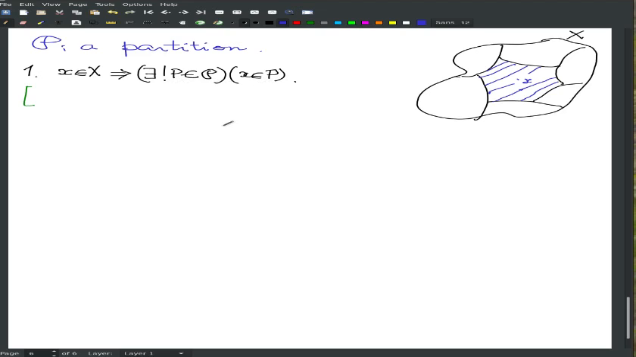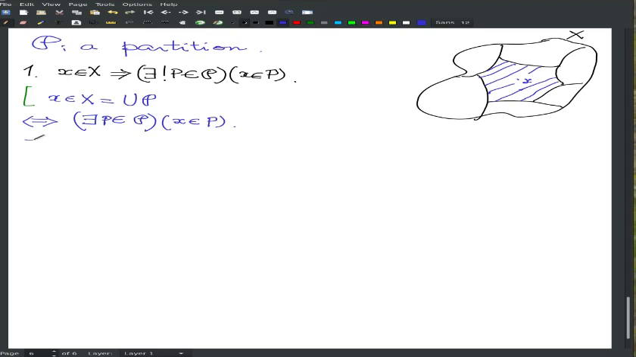Okay. Now let's try and forget this diagram and try to prove this. So, x is a member of X, which I know is the union of P. By definition of the union, this means that there exists a P in script P such that x is a member of P. So the collection of partitioning sets which contain x is non-empty.